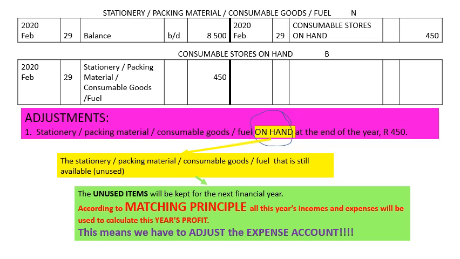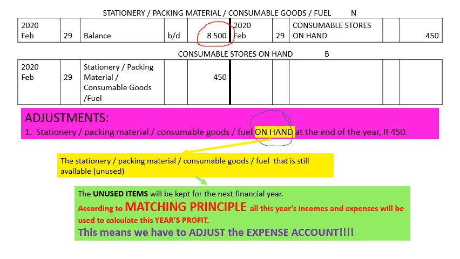until you're going to need it next year. So, according to the matching principle, remember those GAAP principles we did at the beginning of the year, you had to do on your own, remember? All this year's incomes and this year's expenses will be used to calculate this year's profit, which means that this balance of 8,500, which is the amount we've spent, must be adjusted so we can see what is the amount that we've used. And how do we adjust this?